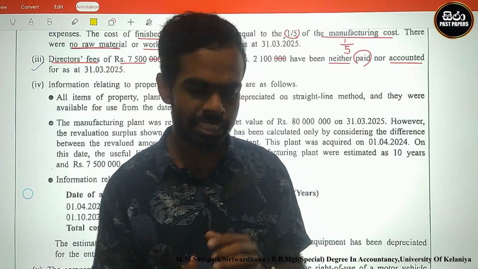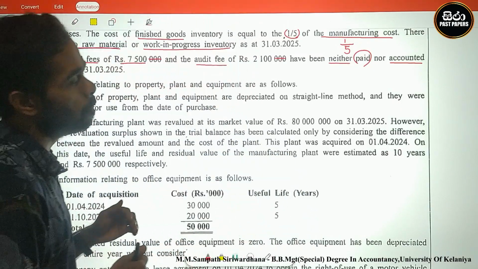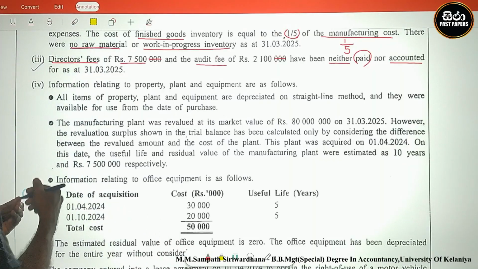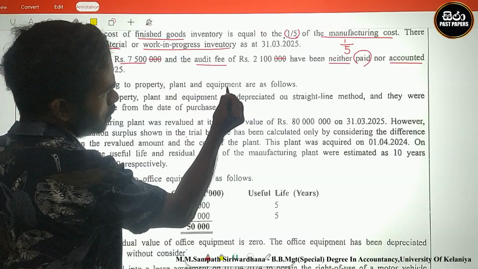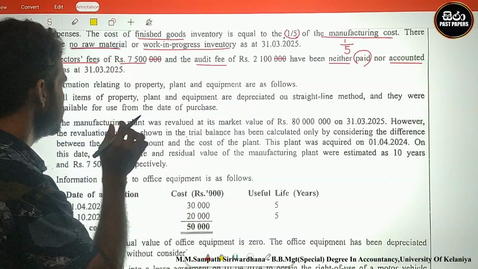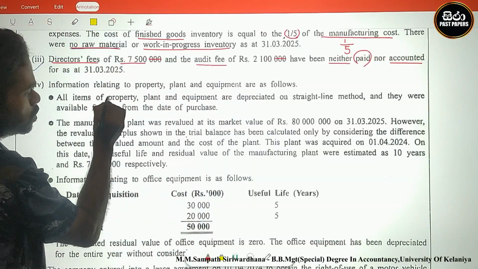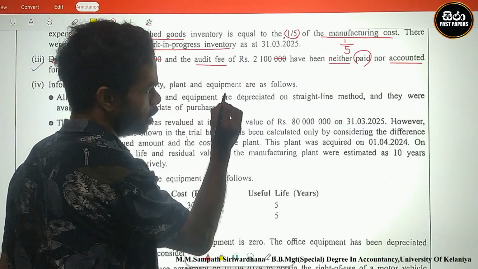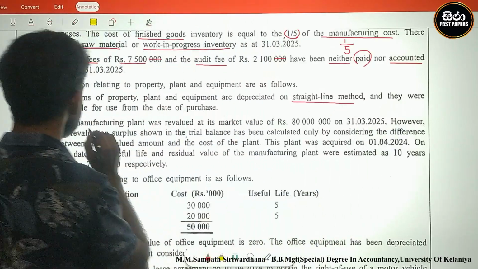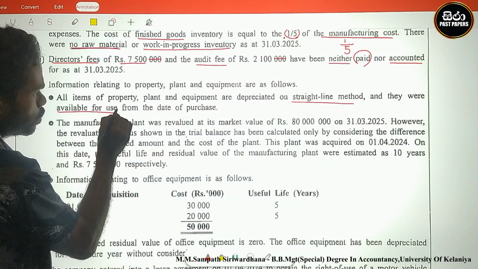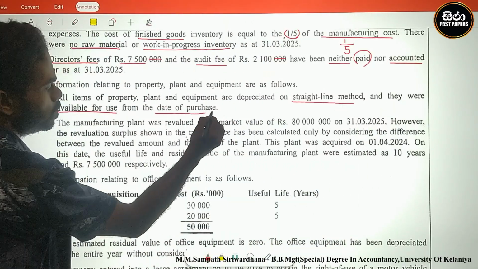Okay, let's see the next adjustment. This is the fourth adjustment we must identify. Look here. Information relating to property, plant and equipment are as follows. Okay, next one. All items of property, plant and equipment are depreciated on straight line method and they were available for use from the date of purchase.